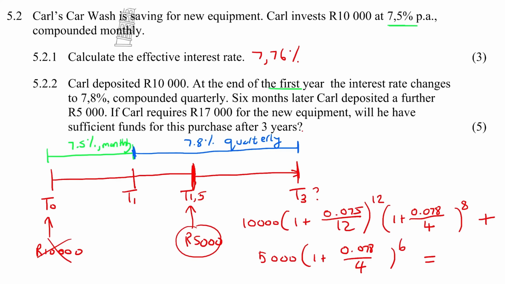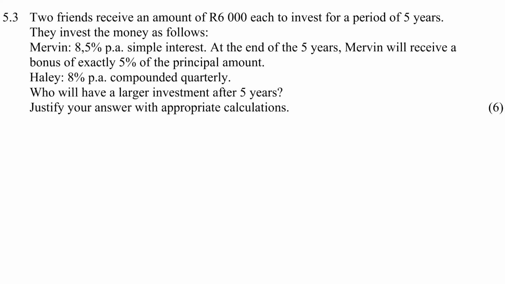Cole, we're holding thumbs for you, buddy. There we go. Most of the times they make these questions very positive. The person always ends up getting what they want. 191.03. So let's answer their question. Cole needs 17,000 Rand. Will he have sufficient funds? Therefore, yes. Sufficient.